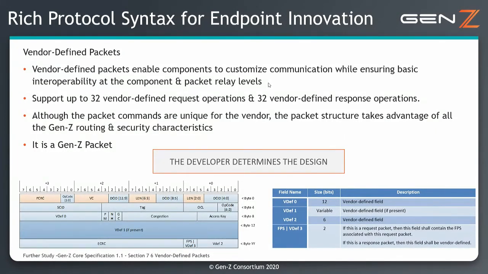GenZ also allows you to roll your own, as I'd like to say, with your own op classes or vendor-defined op codes. Vendor-defined packets enable components to customize communication while ensuring basic interoperability at the component and packet relay levels. It supports 32 of these vendor type requests and 32 vendor-defined responses.